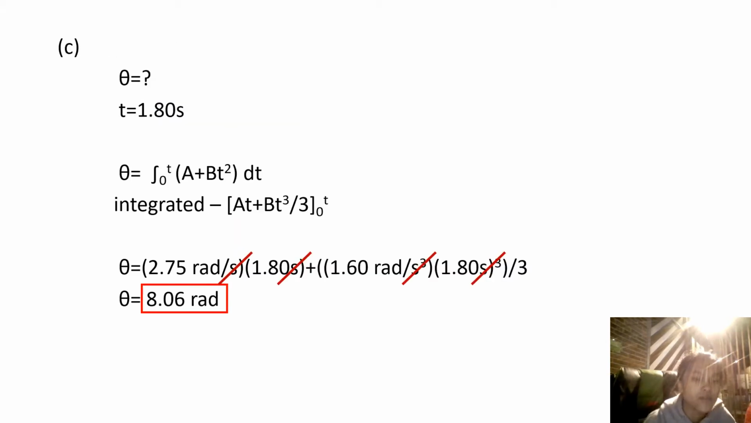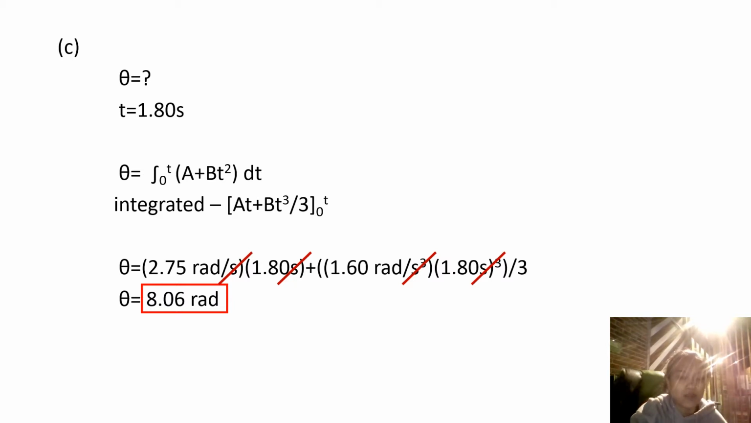Now we compute the angle of the flywheel during the first 1.80 seconds. In order to do that, we integrate the equation a plus b times time squared. The integrated equation is at plus bt cubed over 3, and then we plug in the upper limit, 1.80 seconds, and the lower limit of 0 seconds.